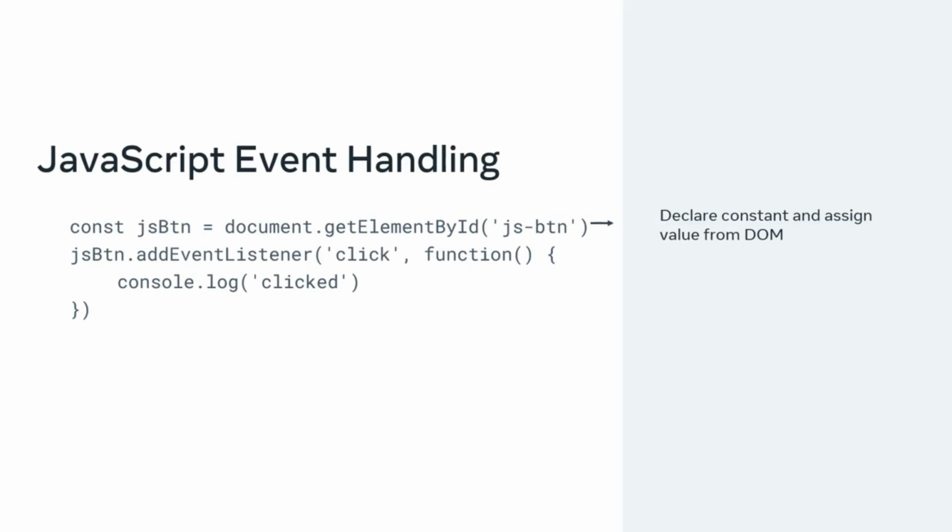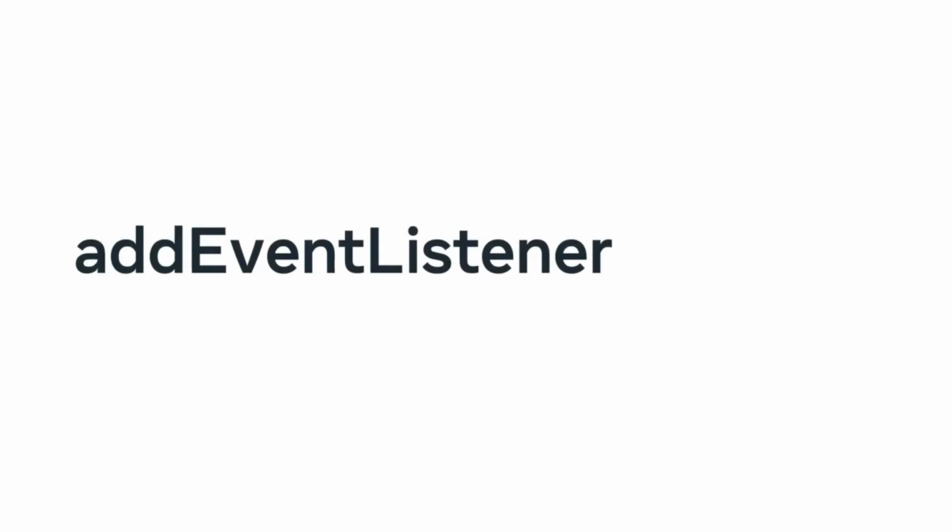Specifically, you need to first declare a constant called JSButton and assign the value from the DOM. Then you need to add the clickListener event and the function to run the code. Going back to React, the biggest difference in syntax involves the use of the addEventListener method.